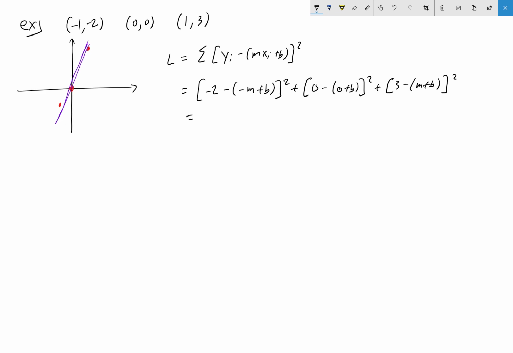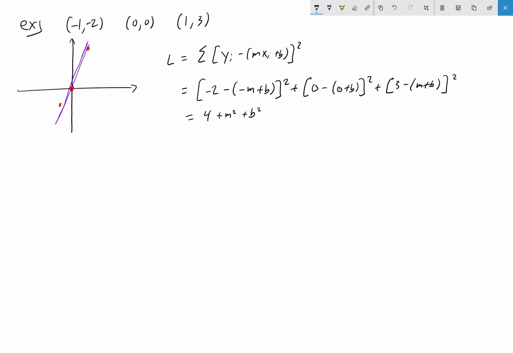Okay, let's simplify this a bit. I'm going to square each of these, so we have 4 plus m squared plus b squared, and then we have all the cross terms.